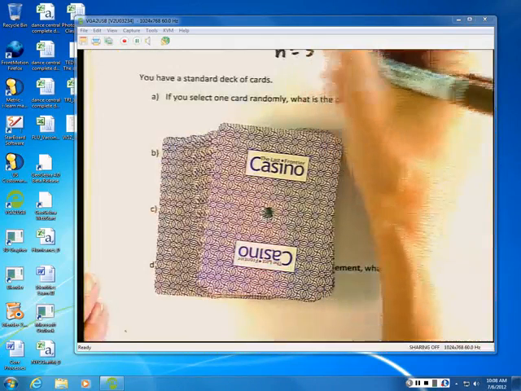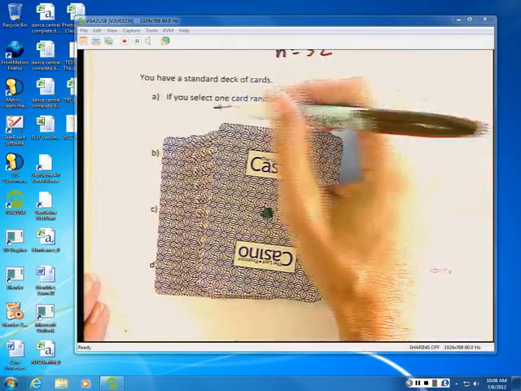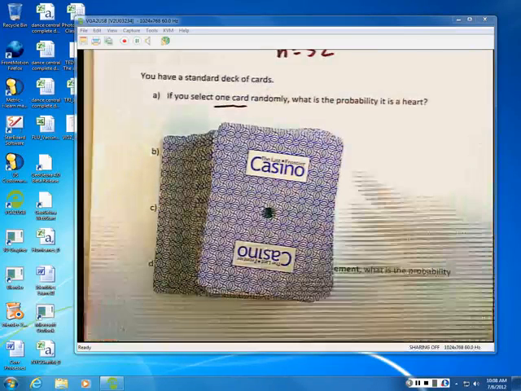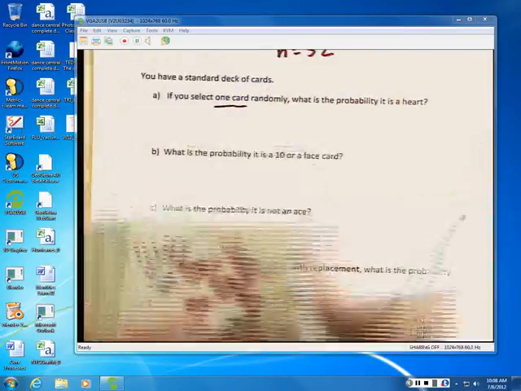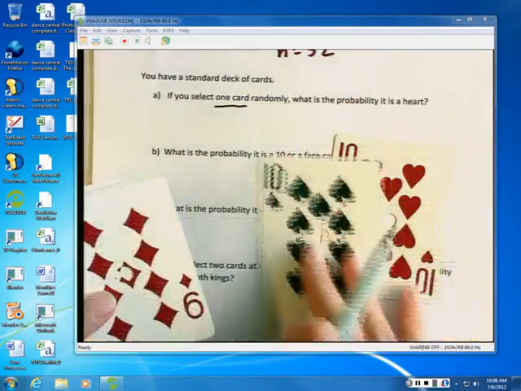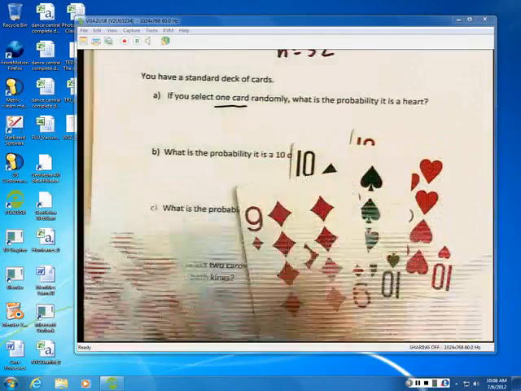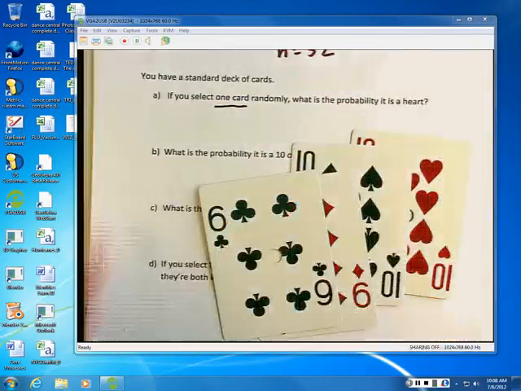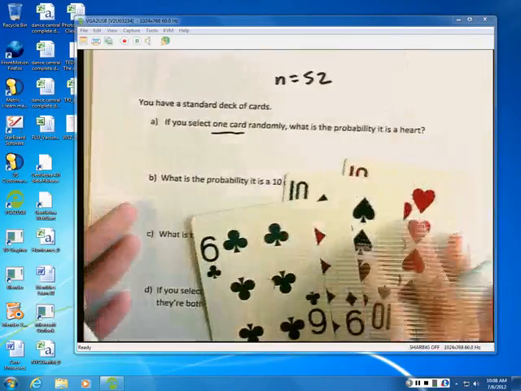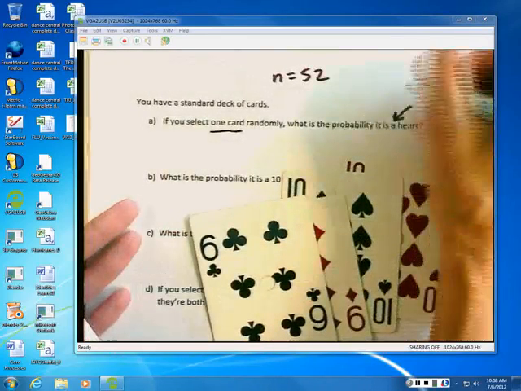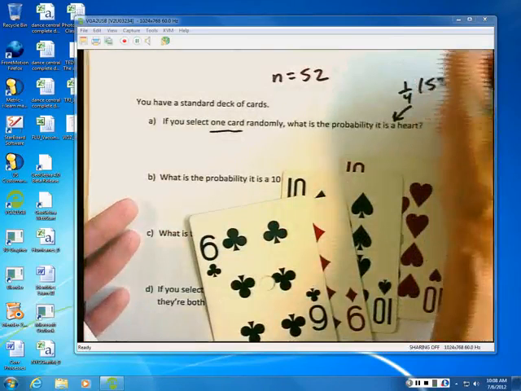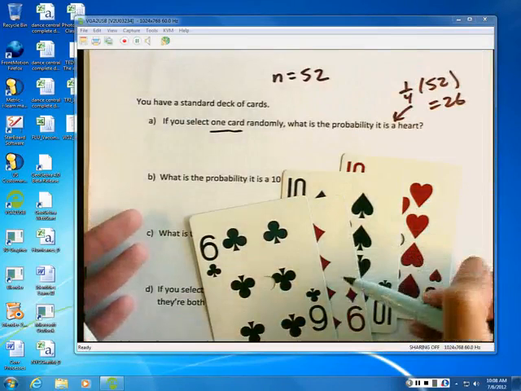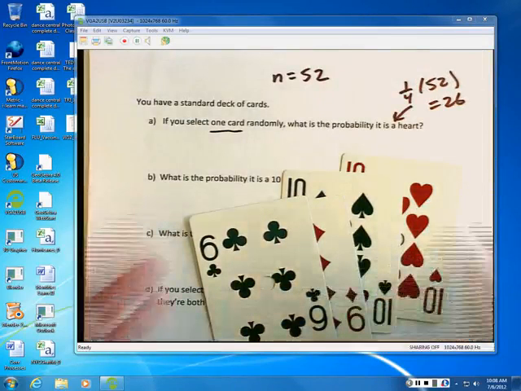So if I happen to be looking at one card, like I am in Part A here, N is 52. What's the probability that it's a heart? Well, in my deck of cards, I have hearts, I have spades, I have diamonds, where's a club? And there's a club, and I have clubs. So there are 4 suits. So a fourth of the deck are hearts. So let's see, 1/4 of 52, that would be 26. So there are 26 hearts, 26 spades, 26 diamonds, 26 clubs. Okay, so you can figure out the deck of cards.